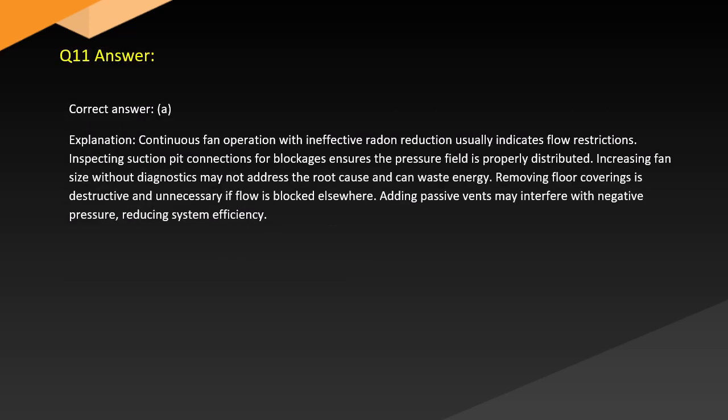Answer. Correct answer: A. Explanation. Continuous fan operation without effective radon reduction usually indicates flow restrictions. Inspecting suction pit connections for blockages ensures the pressure field is properly distributed. Increasing fan size without diagnostics may not address the root cause and can waste energy. Removing floor coverings is destructive and unnecessary if flow is blocked elsewhere. Adding passive vents may interfere with negative pressure, reducing system efficiency.